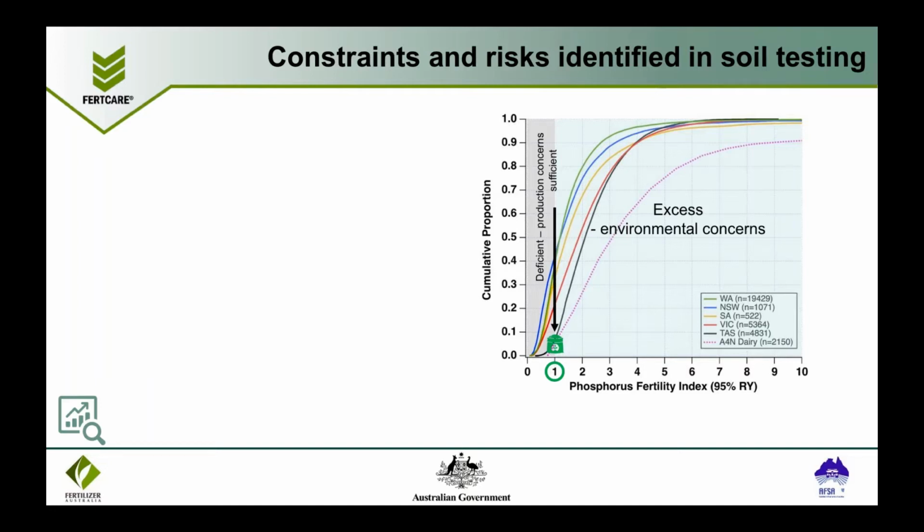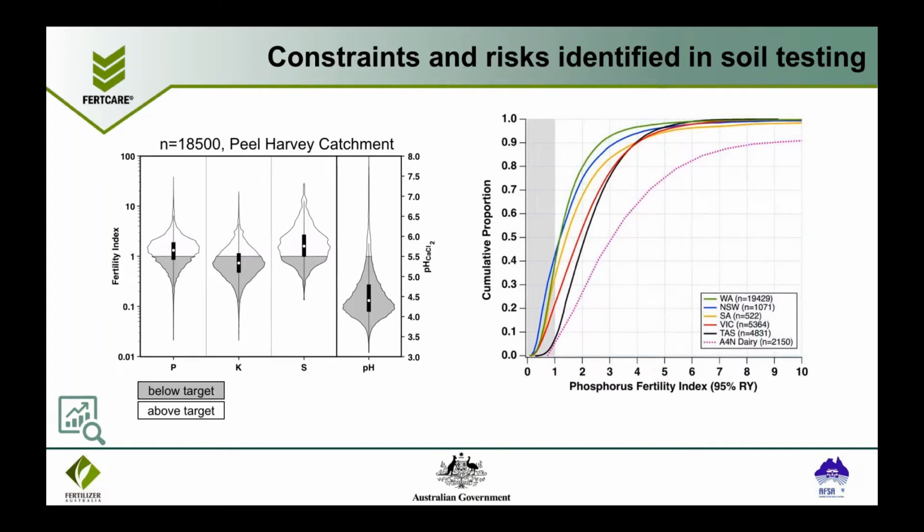And as we move up this scale to a value of 2, we've got twice as much phosphorus in the soil, or up to 5 times as much phosphorus in the soil. But what's important on this chart is to recognise that in pretty much all states, greater than 60% of all of the sampled soils don't appear to be constrained by phosphorus.